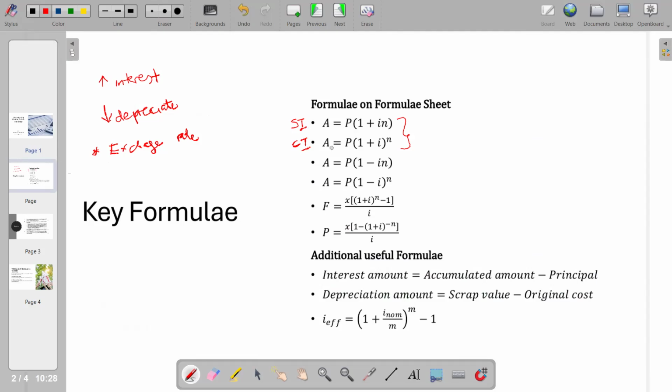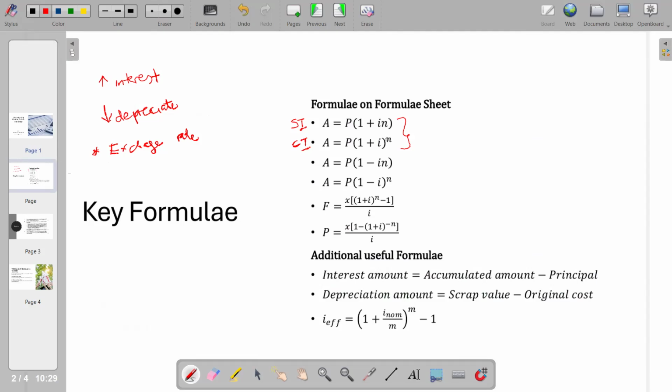This A and this A, you have to understand that is the accumulated amount, the total amount that you'll be having after investing your amount. This P is representing what we call the initial investment, or the principal, or the money that you start with. This I is representing the interest rate, and the N is representing the time to maturity.